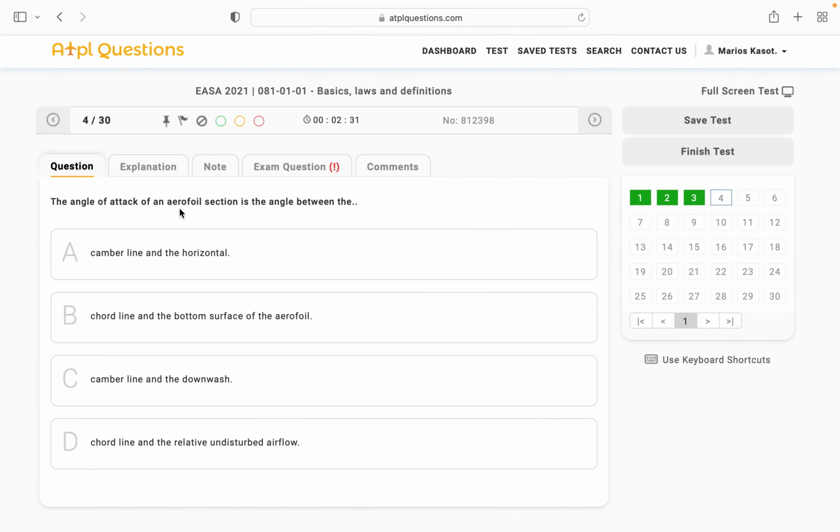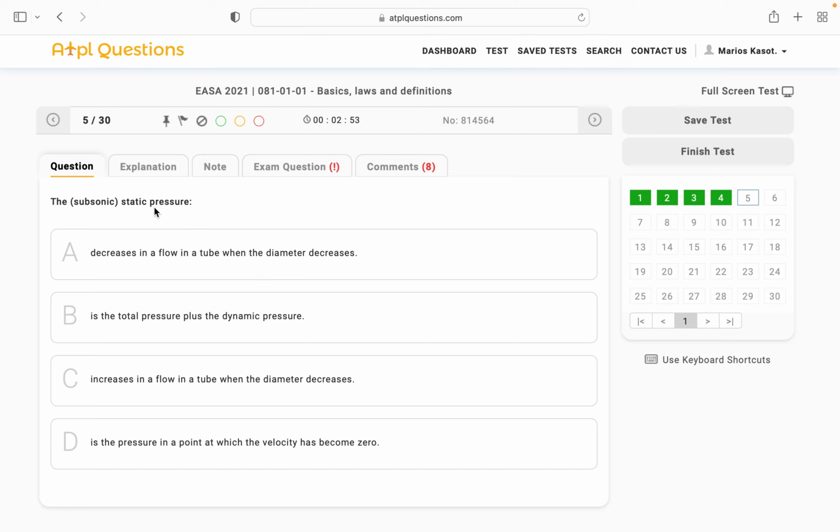Let's see the possible answers. Camber line and the horizontal? No. Chord line and the bottom surface of the airfoil? No. Camber line and the downwash? No. And chord line and the relative undisturbed airflow. So the correct answer is D.